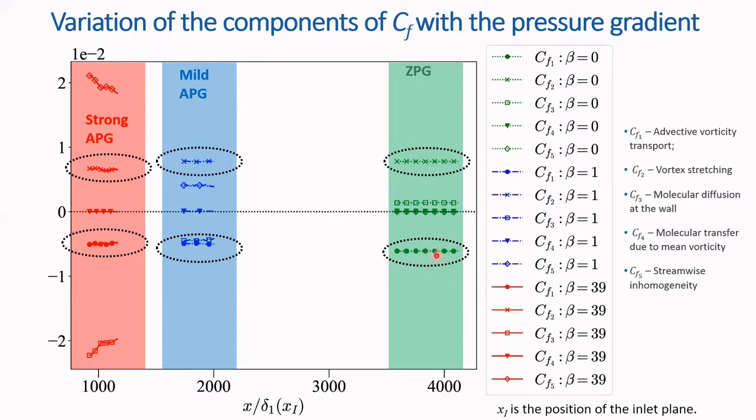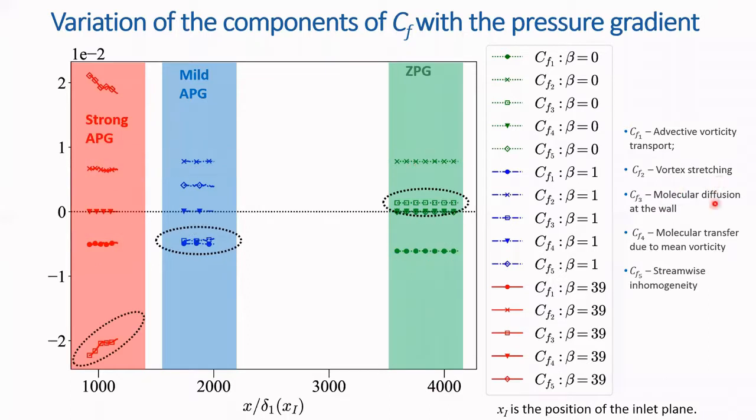CF1, which is the advective vorticity transport contribution, and CF2, which is the vortex stretching contribution, are dominant contributors in 0 pressure gradient case, which is similar to what is observed in pipe and channel flows. The advective vorticity transport term gives negative contribution for all the 3 pressure gradient cases, and similarly, the vortex stretching term gives positive contribution in all the pressure gradient cases.